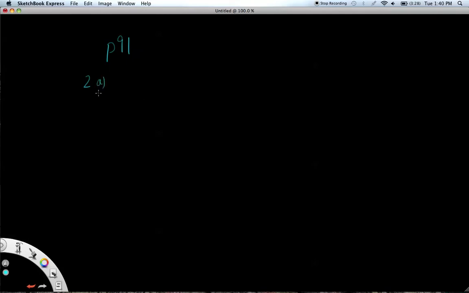Now, if you're reading along, the question says, Speary travels from Edmonton to Grand Prairie. On the map, the distance is 9.1 centimeters. So let's write down what that tells us. 9.1 centimeters is the map distance. It says the scale is 1 to 5 million. So let's write that down.